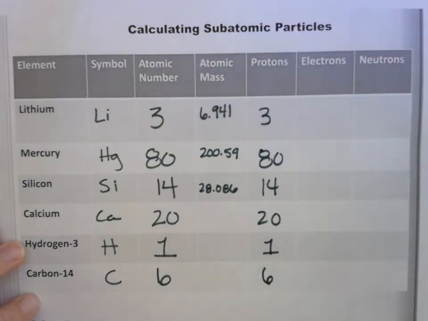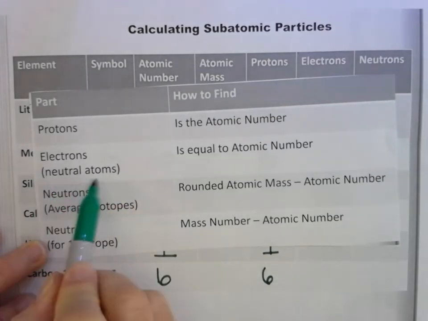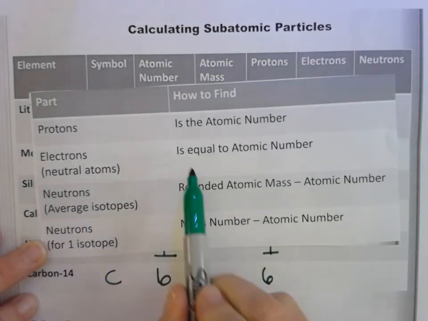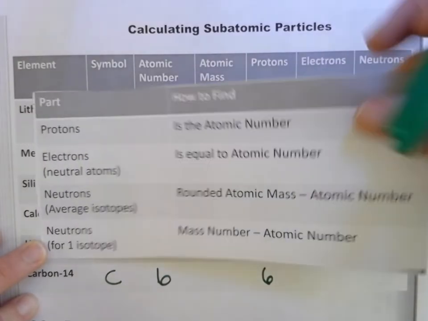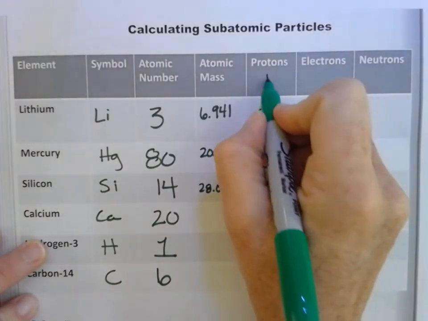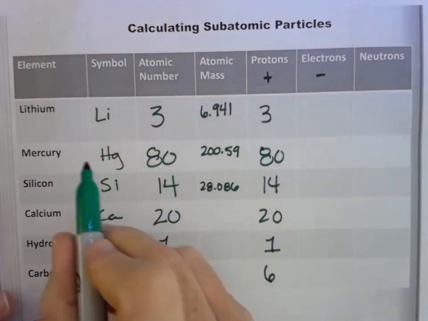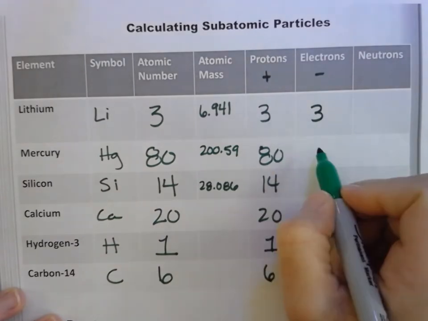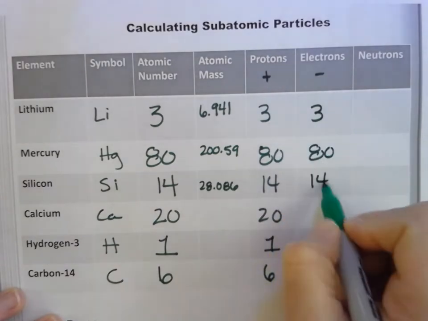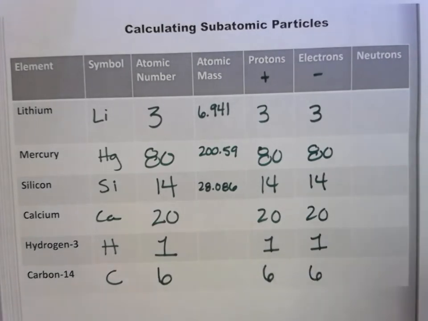The electrons, I'm giving you the wrong piece of paper. The electrons for neutral atoms is also equal to the atomic number. They're neutral because the protons, which are positive, is equal to the electrons, making a neutral atom. That means for now, the electrons are going to also equal the protons. Now when we start talking about ions, this is not the case. But for right now, neutral atoms only.